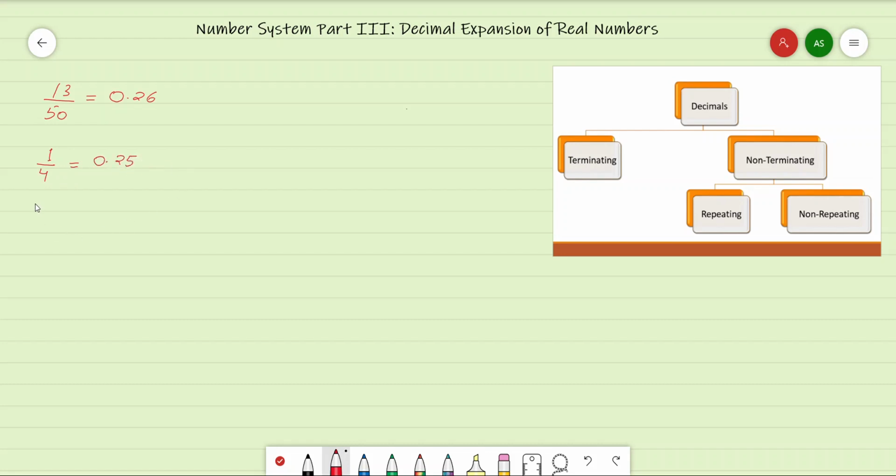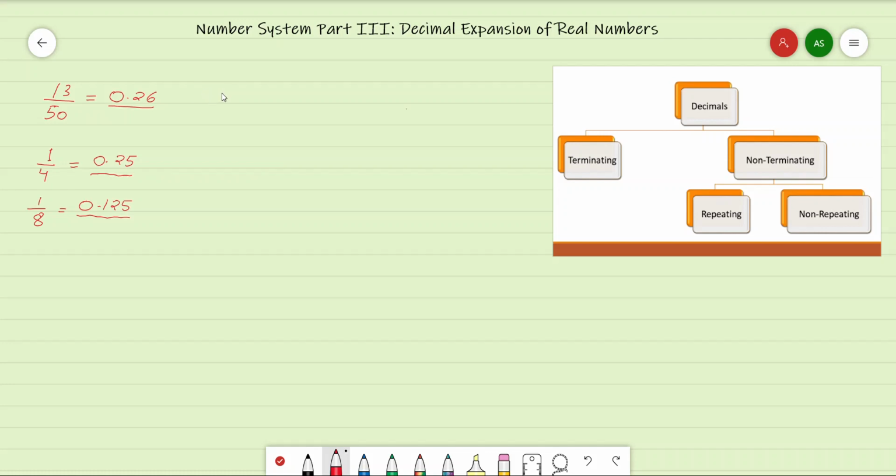0.25. Similar to that, if I take 1 by 8, the answer will come as 0.125. So these are the numbers which, when you divide, give a particular decimal number, and after this the remainder becomes 0. Now let us take another example.